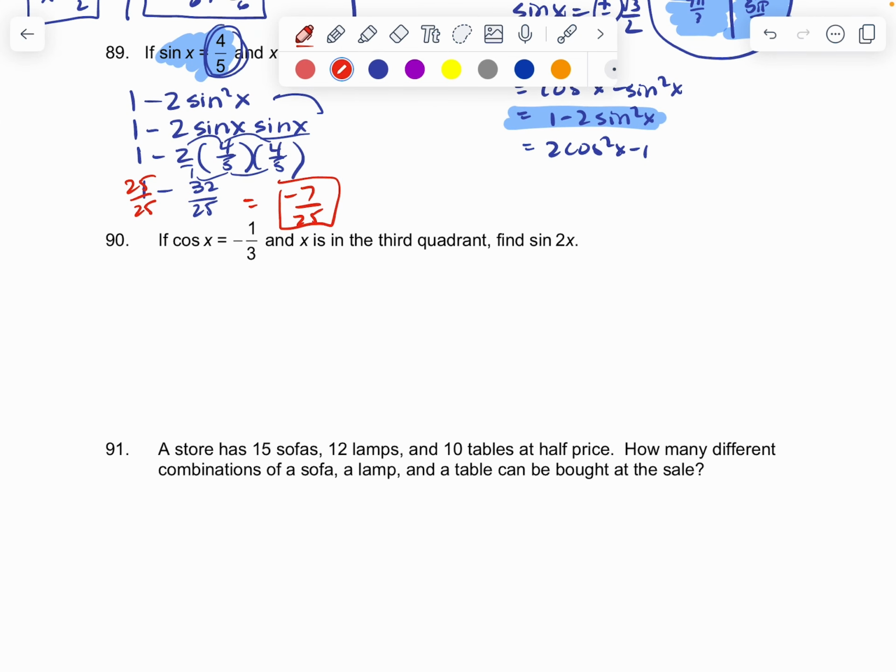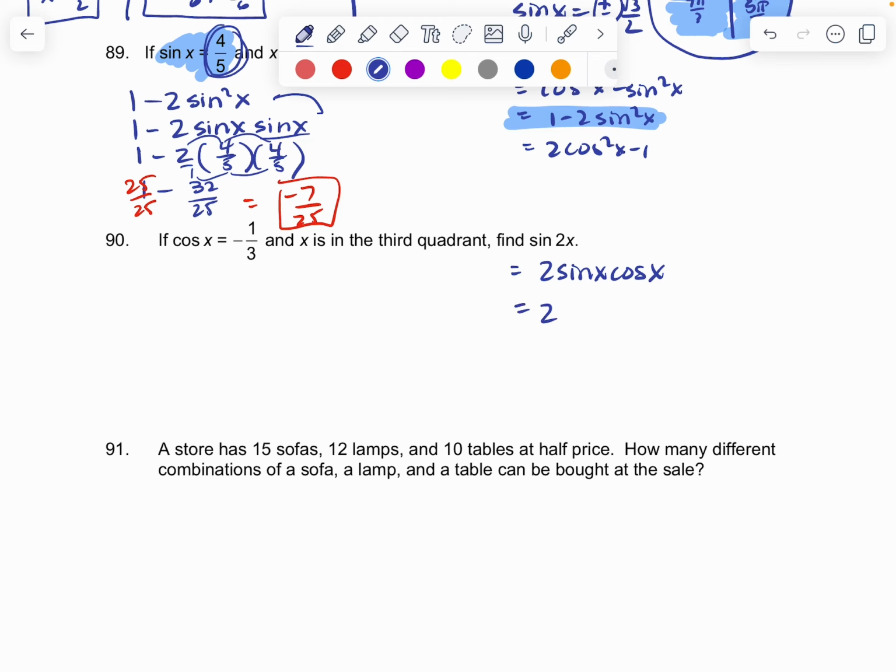So it says cosine of x is negative 1/3, x is in the third quadrant, find the sine of 2x. Now again, this will be given to you. The sine of 2x equals 2 sine x cosine of x. That's the only identity, so I do not have another choice. Okay, so let's see what we have.